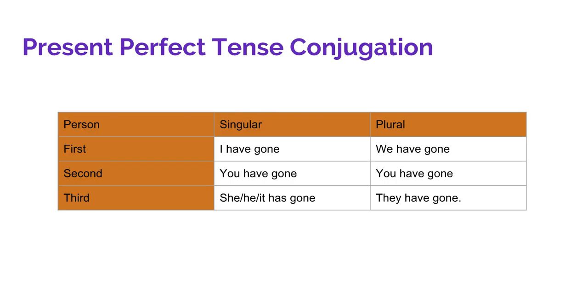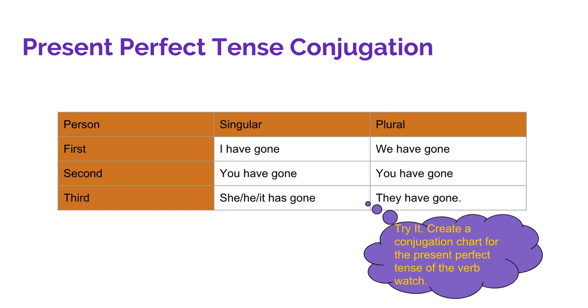Present perfect, I have gone, we have gone, you have gone, she, he, it has gone, or they have gone. Pause your video and create a conjugation chart and conjugate the verb watch into the present perfect.